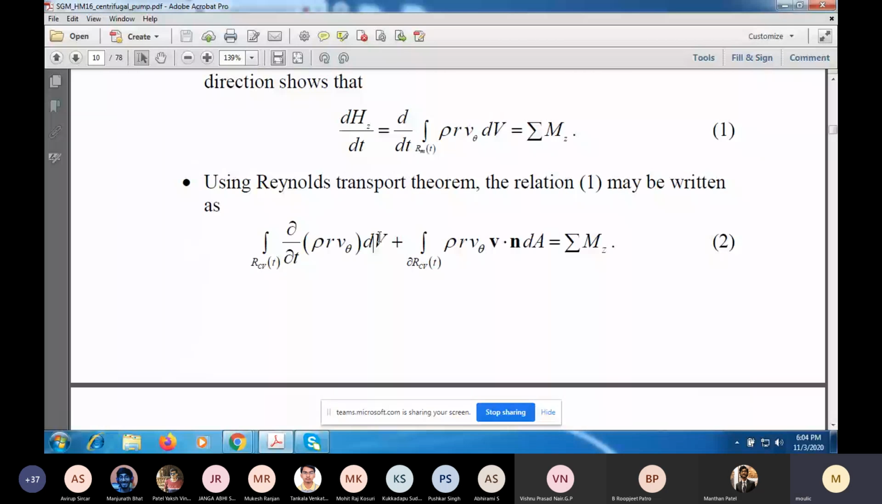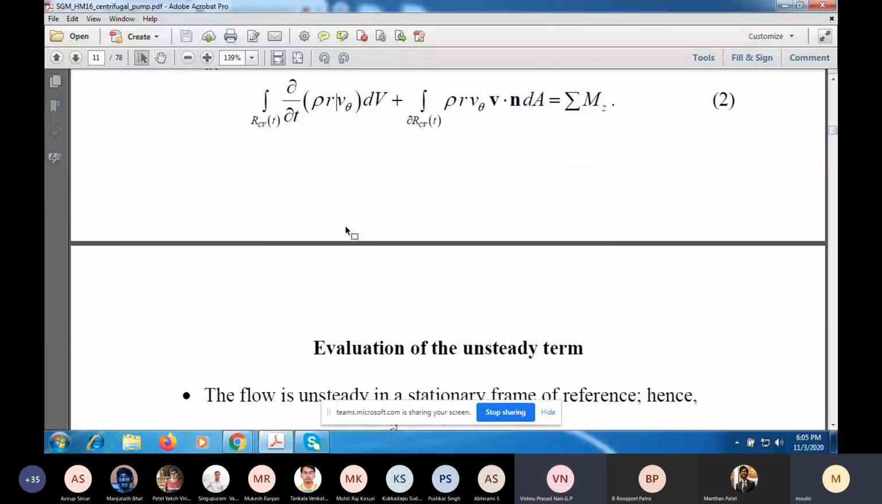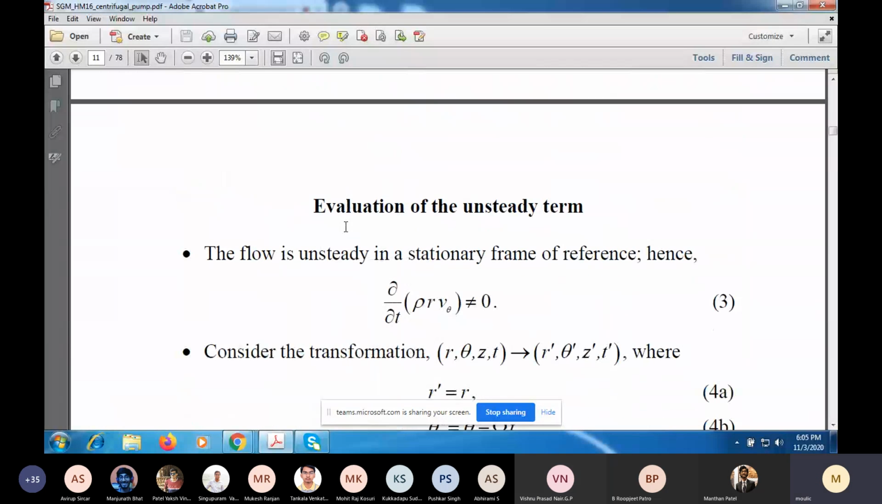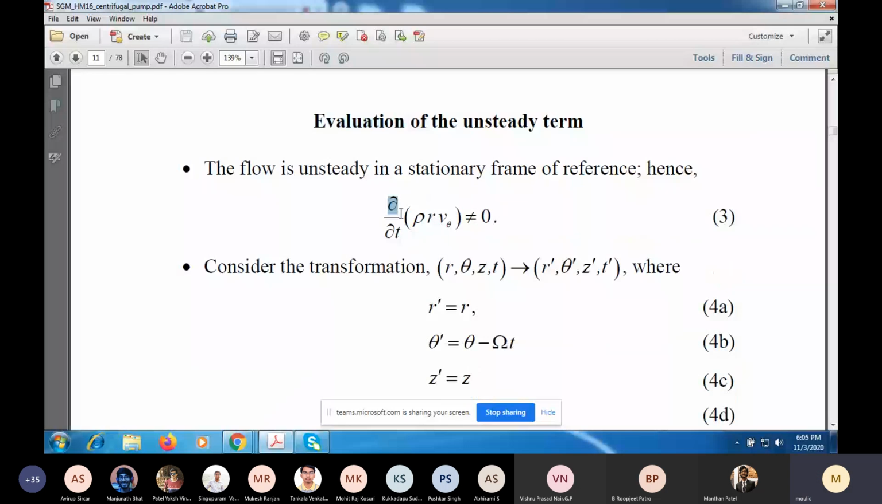Yeah, this equation. There is an unsteady term and there is a flux term. Now, we dealt with the flux term. What about the unsteady term? Okay, so I have evaluated the unsteady term and shown that although the del t is non-zero, the integral is 0.